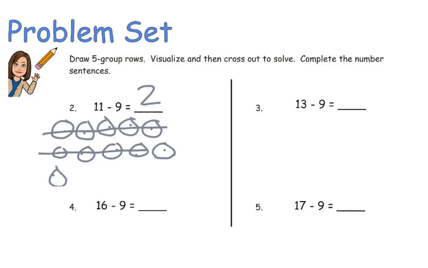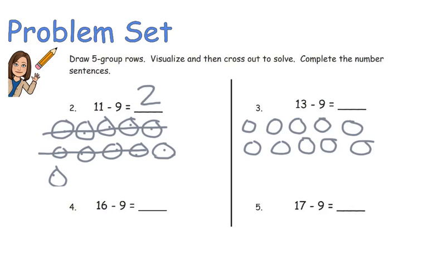All right, so now I'm going to do number 3 with you. That one's over here. It says 13 minus 9 equals blank. So we're going to start by drawing 13 circles. 1, 2, 3, 4, 5, 6, 7, 8, 9, 10, 11, 12, 13. Okay.